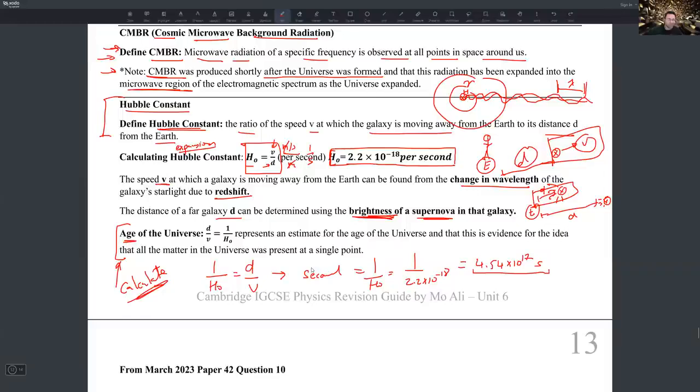This number is the time taken for what? For that galaxy called X to move away from Earth from the beginning of time. We assume that in the beginning of time, galaxy X was next to us. It was next to us. And then after 4.54 times 10 power 17 seconds, all this time, it got to here. That's what we calculated.